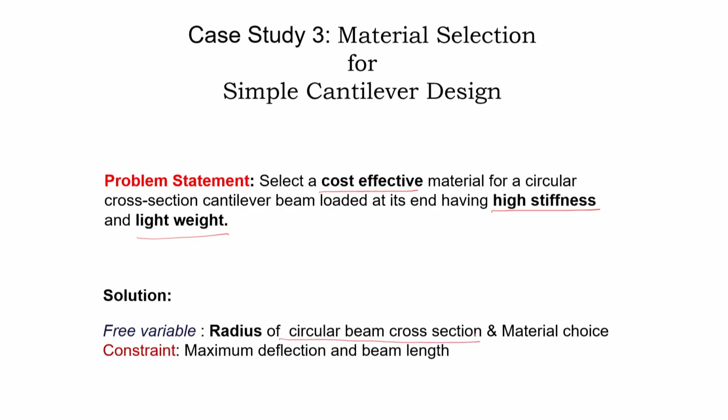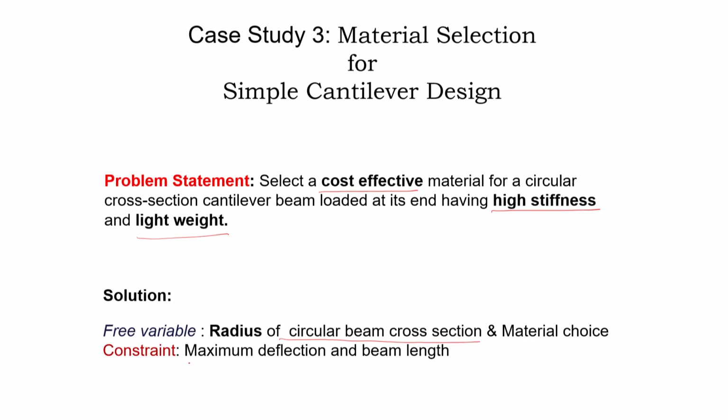Of course, an aircraft wing is neither rectangular nor entirely circular, it is something like an aerofoil shape, but let us just try to do it for a circular beam cross section. And the constraint is maximum deflection and beam length. You cannot have indefinitely large beam length, and the deflection also, as I told you, because of aerodynamic interactions, you cannot have too much deflection in the system. So, what is the free variable in this case? Of course, it is the cross sectional area that we will keep as the free variable.